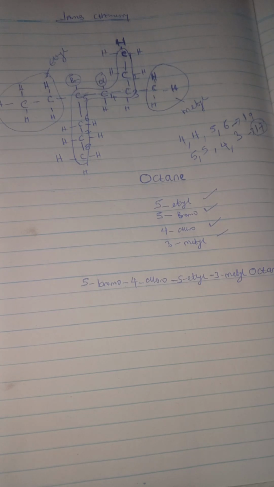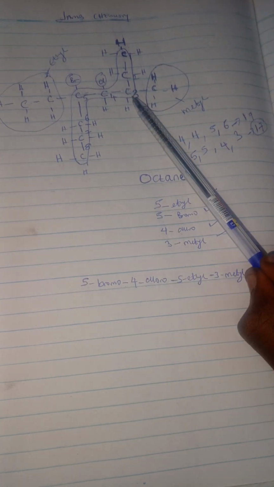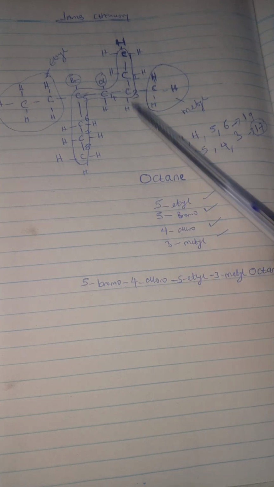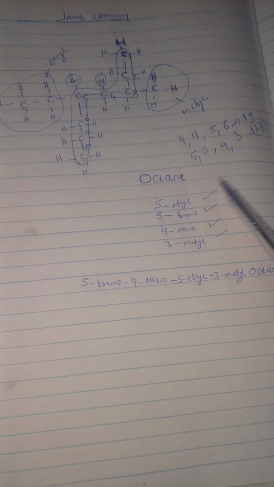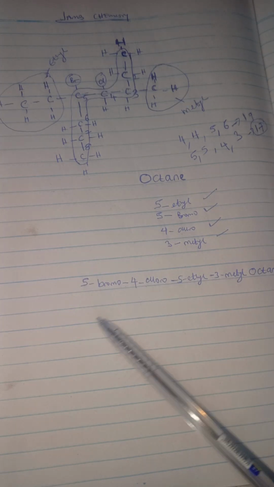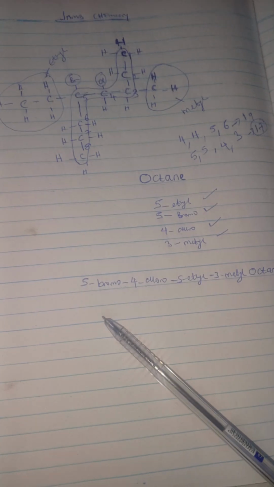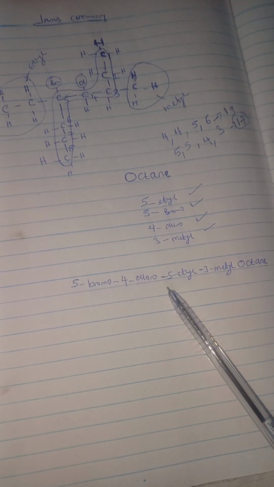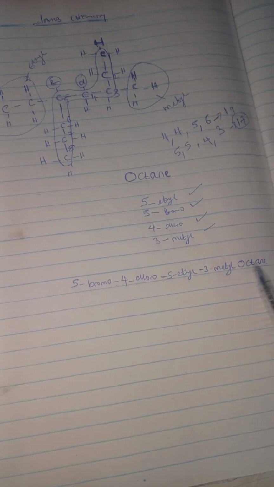Let me just do a summary. Locate the longest continuous carbon chain, right? And I told you that it's not always the straight chain. Sometimes it might be the branch chain, like this case. Then locate your substituents, right? Then assign the lowest possible numbers to those substituents. Then also arrange them in alphabetical order. Then you have your compound. So 5 bromo, 4 chloro, 5 ethyl, 3 methyl octane.